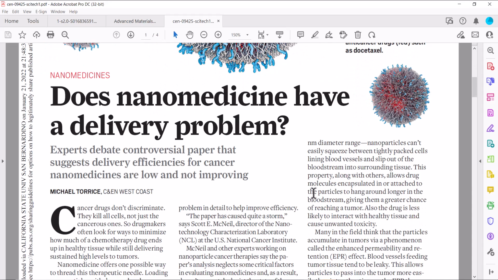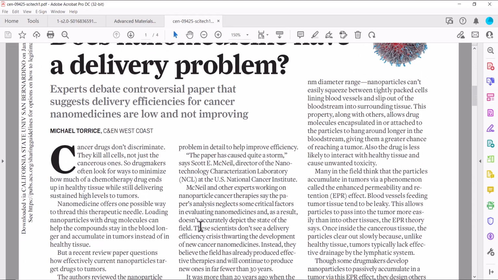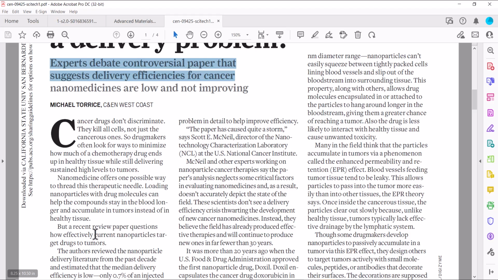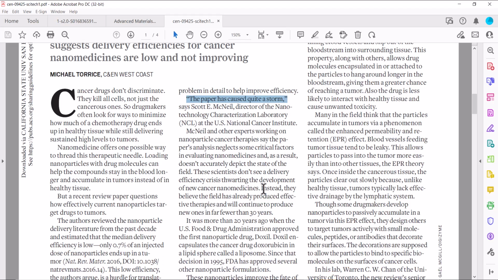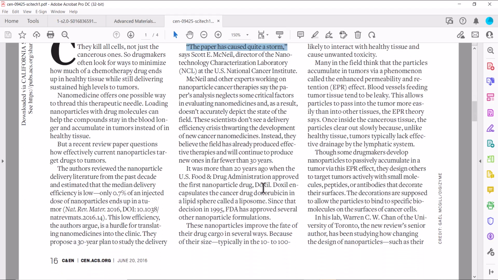This one really gives no indication at all of doing any kind of original research, and in fact the little blurb here says experts debate a controversial paper. All right, so they are referring to a published paper, and in fact it was a review paper, not an original research study, but that's it. All the rest of this is interviewing people who have some opinion about that paper that was published, summarizing the issues around it, and so on.